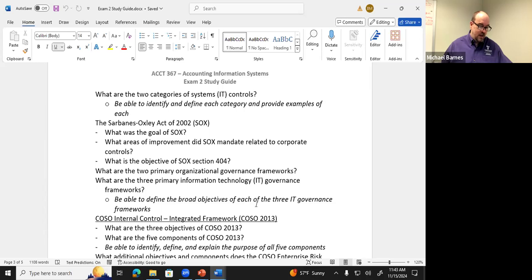The 3 types of IT governance frameworks and the broad objectives of each. So we had COBIT, ITIL, and the ISO 27000 series.